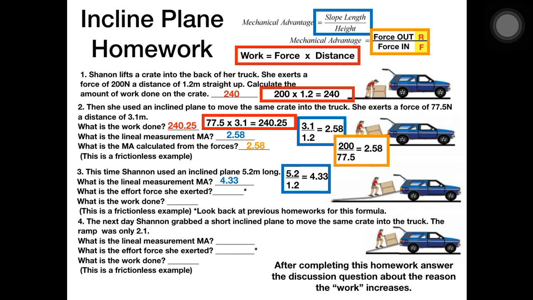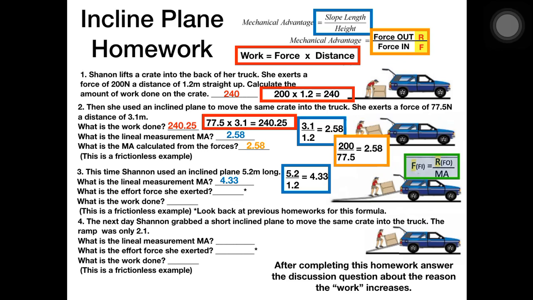Now it says, what is the effort force she exerted? If you notice the little asterisks at the bottom of that question, it says, look back at previous homeworks for this formula. So we are trying to figure out the effort force, the F, what force she put in. When we look back at our notes, we can find F equals R over MA.